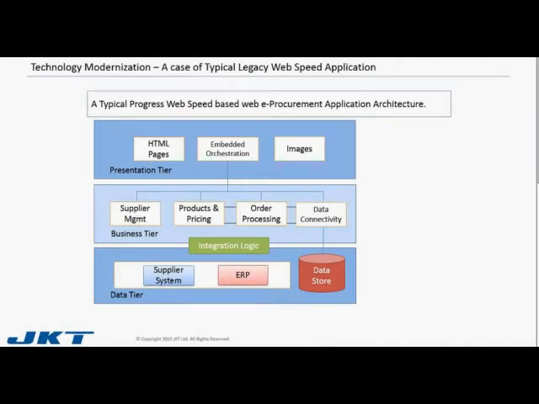So here we are going to talk about a typical case of a web speed-based application. It's an e-procurement application which implements a purchase-to-pay process from business perspective. And we are taking this sample to actually upgrade it into a modern application. And this is the as-is case, while the to-be case will be showcased after this. So I'll let Prabhu talk about it.